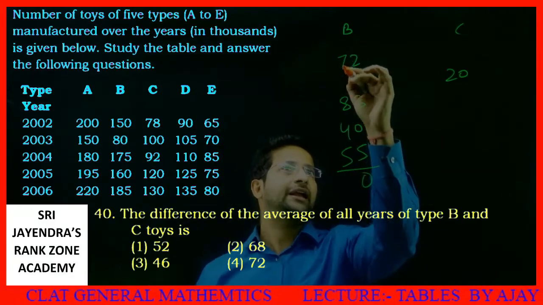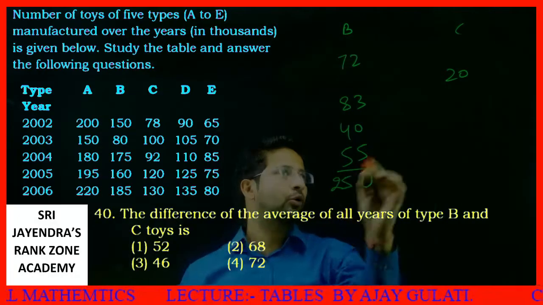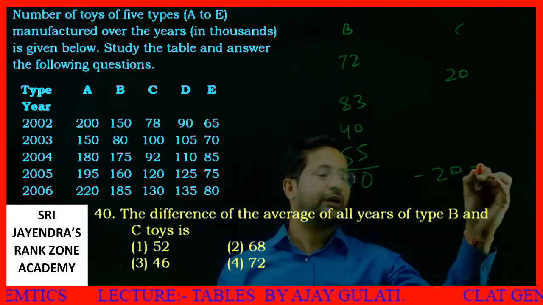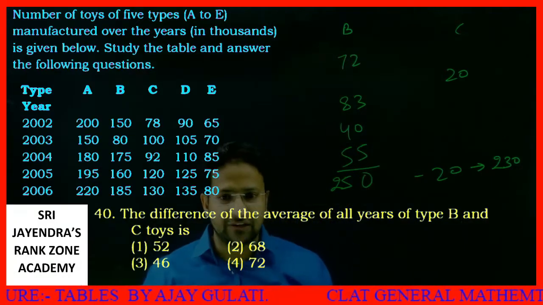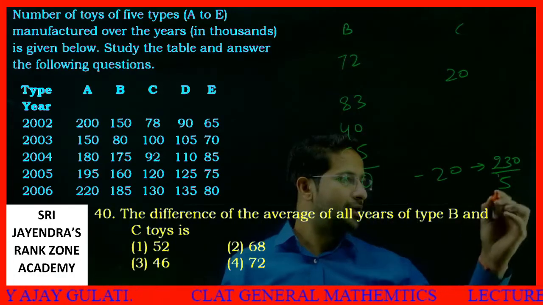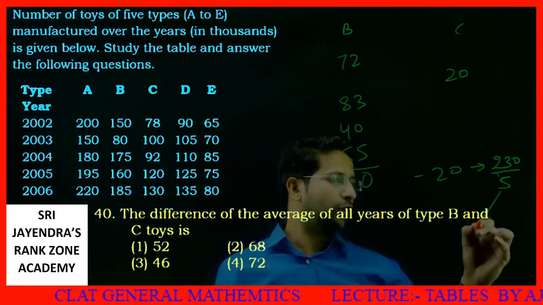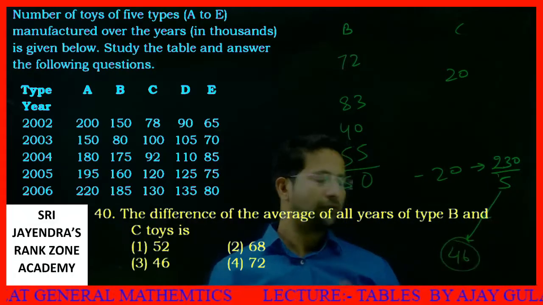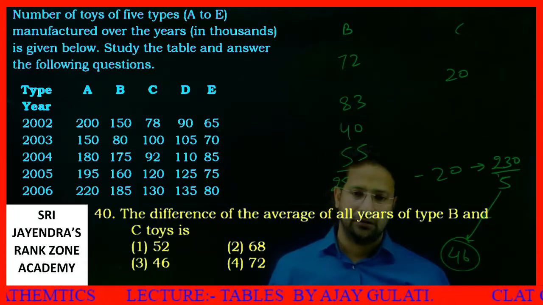See how much this is extra? 72, 83, 40, 55 add up to 250. So this is 250 more, but 20 less. 250 minus 20. So I can say the difference is 230. I need to find the average difference. How will I do average difference? 230 by 5. 230 divided by 5 will give me what? 46. Do we have any such option? Yes, option 3 is our answer.